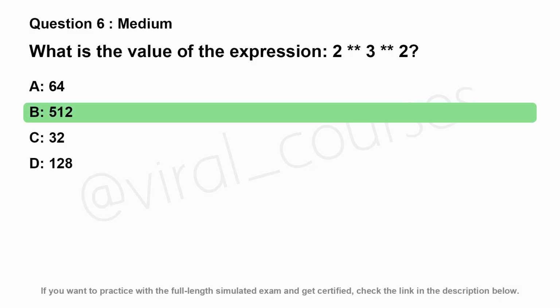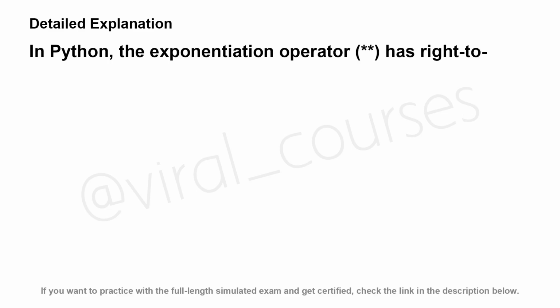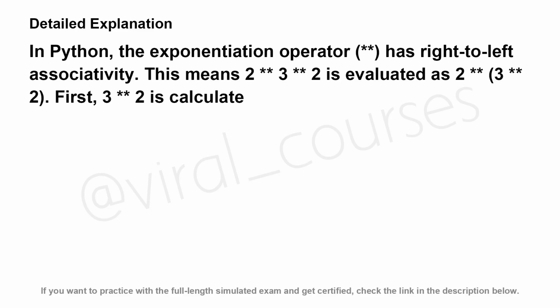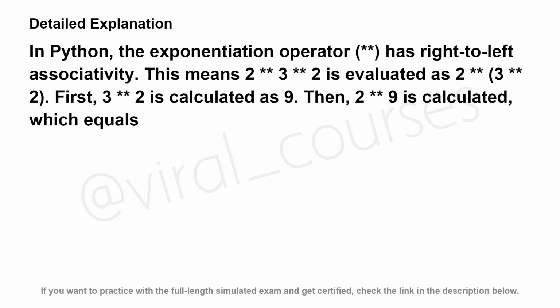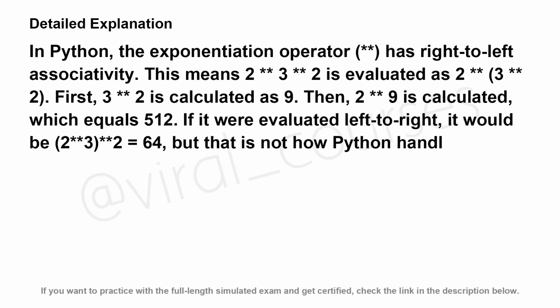The correct answer is B. In Python, the exponentiation operator has right-to-left associativity. This means 2**3**2 is evaluated as 2**(3**2). First, 3**2 is calculated as 9. Then, 2**9 is calculated, which equals 512. If it were evaluated left to right, it would be (2**3)**2 equals 64. But that is not how Python handles power operators.